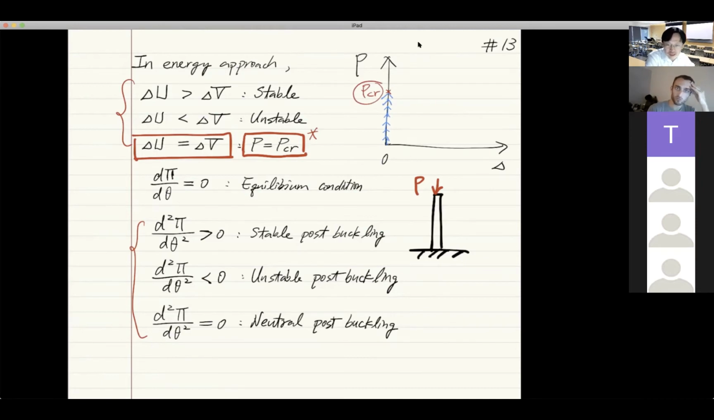Beyond this point, you can only use the energy approach to determine whether the structure is going to be stable in the post-buckling behavior or is unstable. Now, what is the example for the stable post-buckling? For instance, you have several examples before. When we call it stable post-buckling, that means beyond buckling, the level of the force should be greater than the critical load. That means it should be something like this. If it goes up like this, then we call it stable. If it goes like this, we call it unstable.